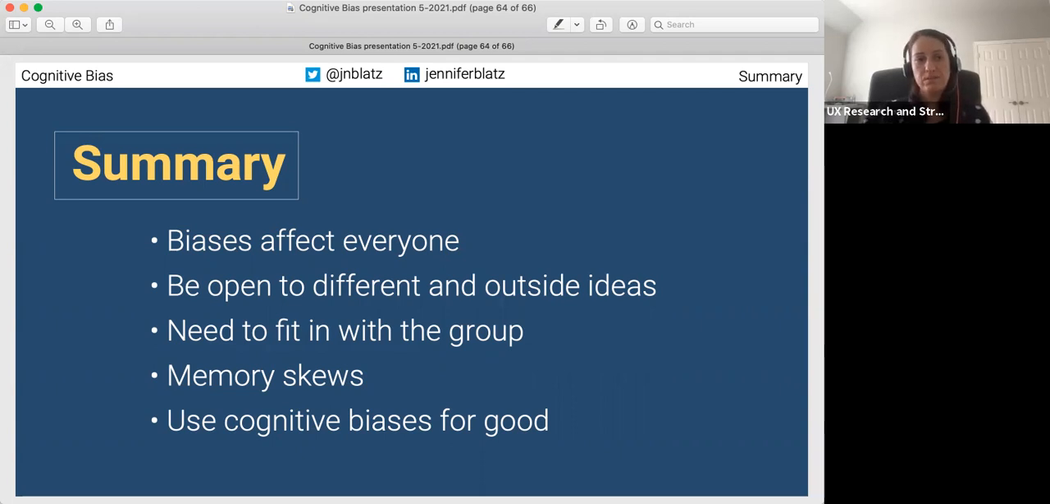We also discussed our human need to fit in with the group, with the cognitive bias like the courtesy bias. And we also talked about how our memory can be skewed and we think we see something recently, like in the Bader-Meinhof effect, and now it's making us think we see something all of the time. And then finally, we talked about some ways to turn that frown upside down and use cognitive biases for good in our designs.